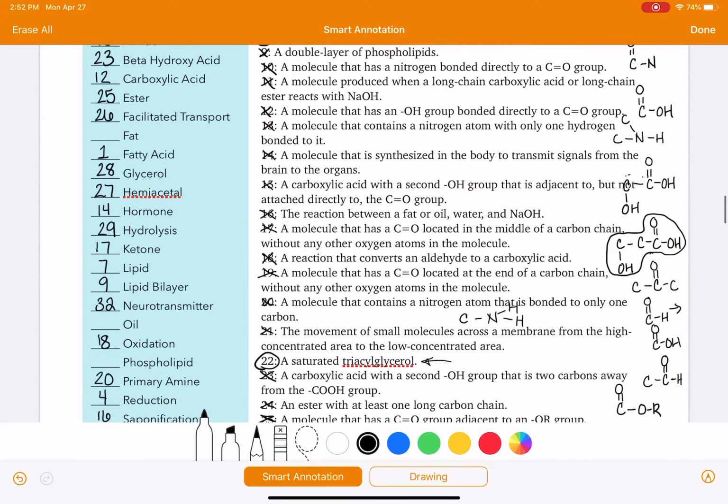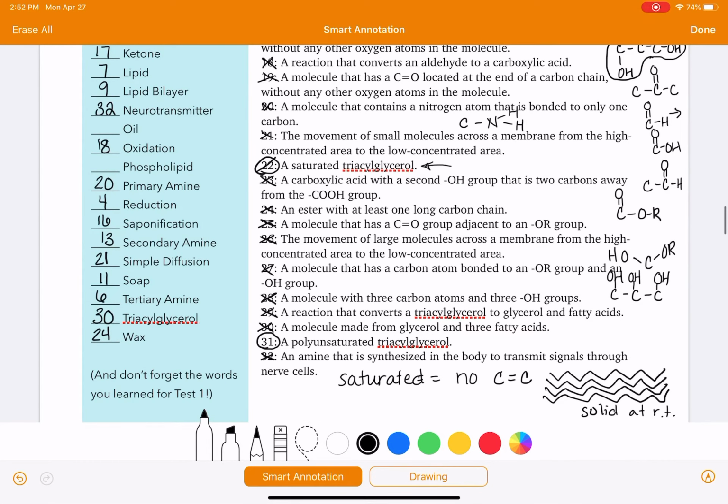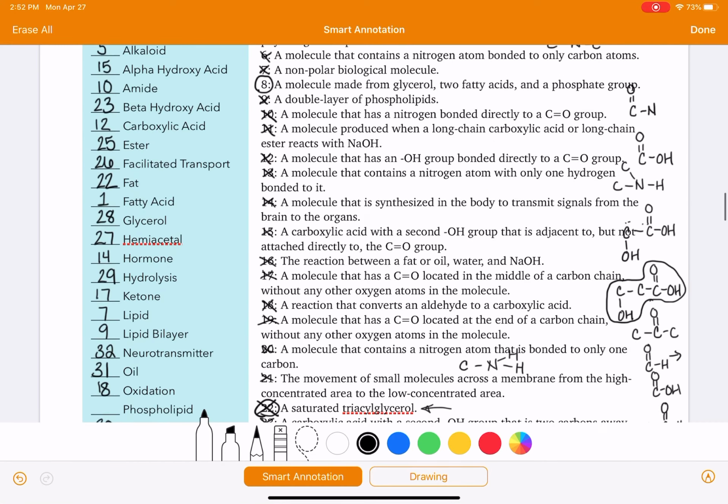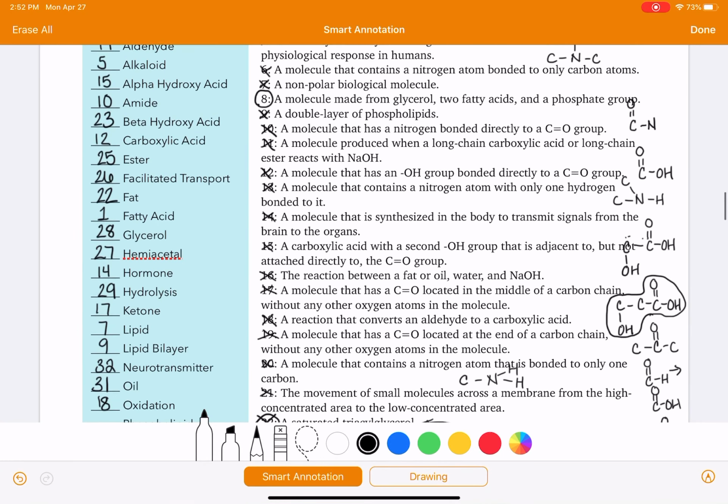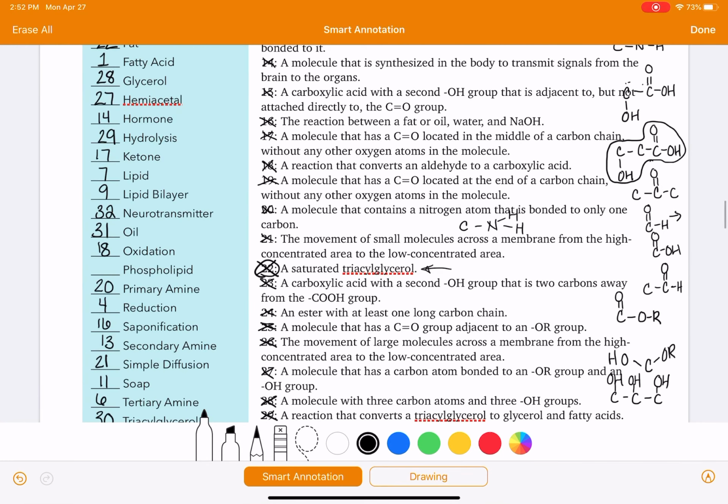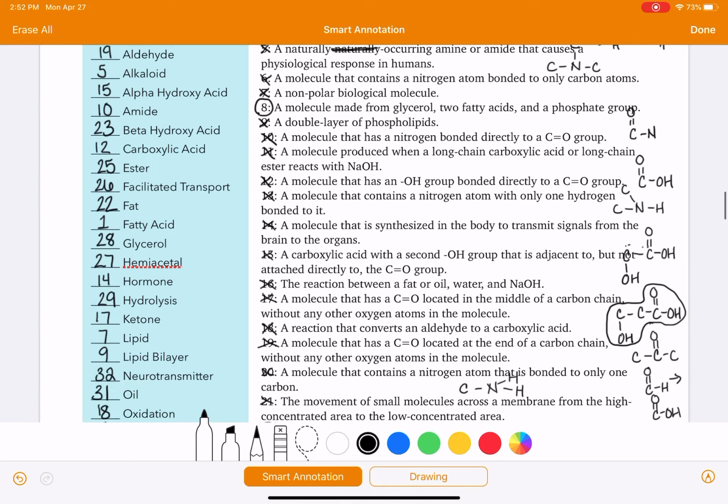So where's fat? And then polyunsaturated, that's one where we have a lot of double bonds in the carbon chain, which causes our carbon chains to be kinked up, not all straight, and it prevents them from packing together tightly, so they stay liquid at room temperature. So there's 31, the oil. And then what did I skip? A molecule made from glycerol, 2 fatty acids, and a phosphate group, phospholipid.